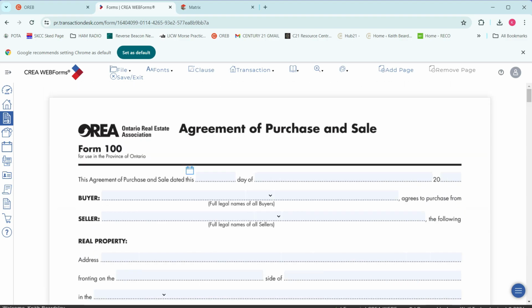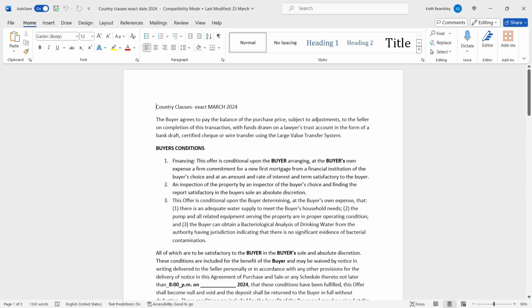So let's go back up now, and we're going to switch over to what some of the clauses actually look like. Now this is just a sample. Like I say, different agents like different ones. What we have here is a Word program, so the exact wording can be changed based on whatever that particular house or property might be.